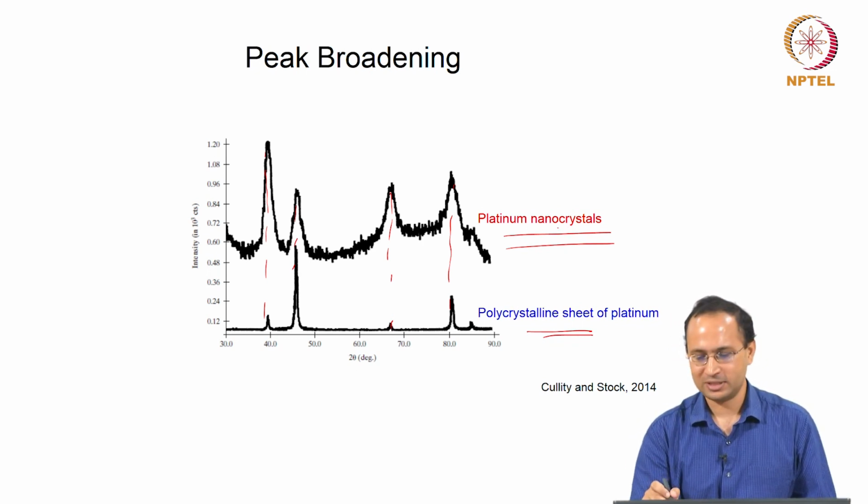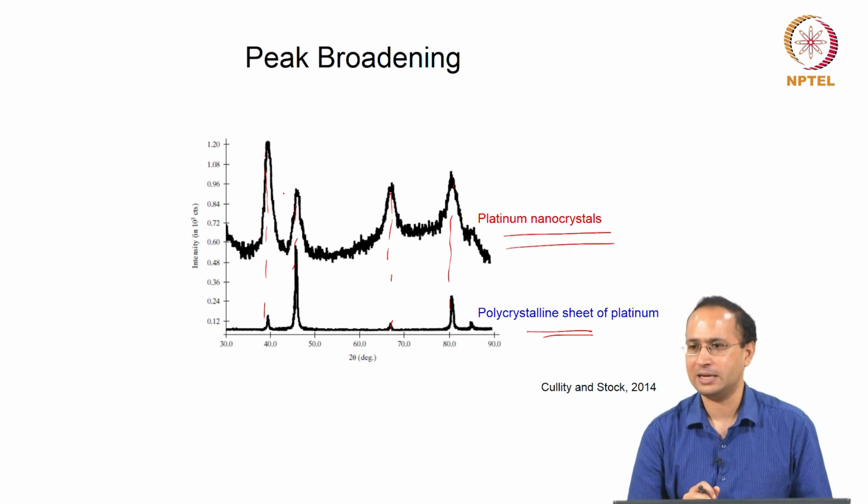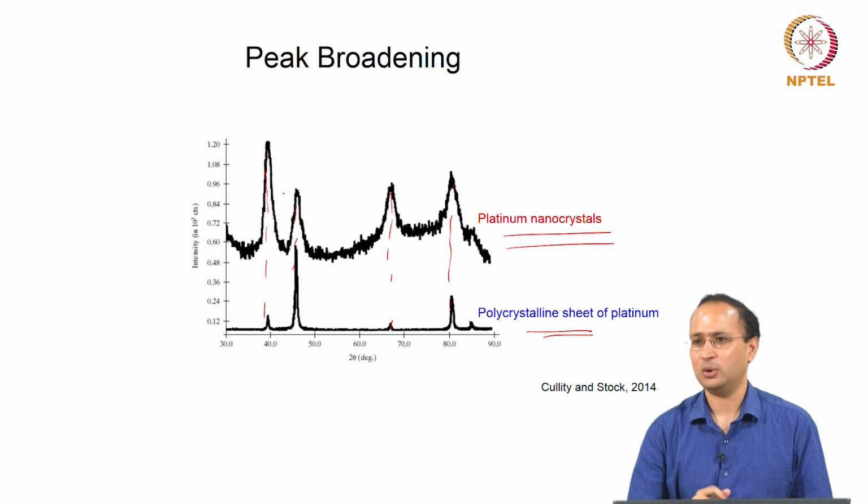Based on this broadening, we can calculate what the size will be. If you are asked a question like what will be the size of nanocrystals, you can calculate it based on the peak broadening. Once you know B and the Bragg angle theta B, you can calculate the crystallite size. This effect is more pronounced for crystallites of size less than 120 nanometers. You have to keep that in mind, very small.